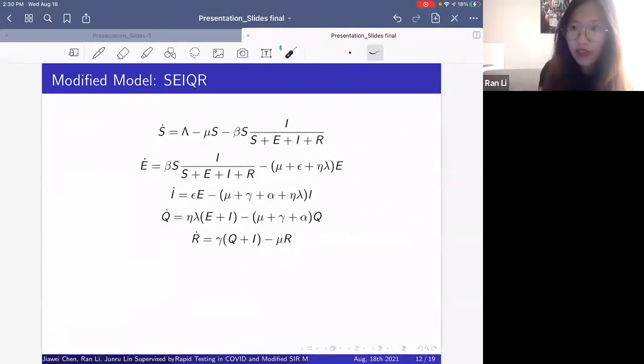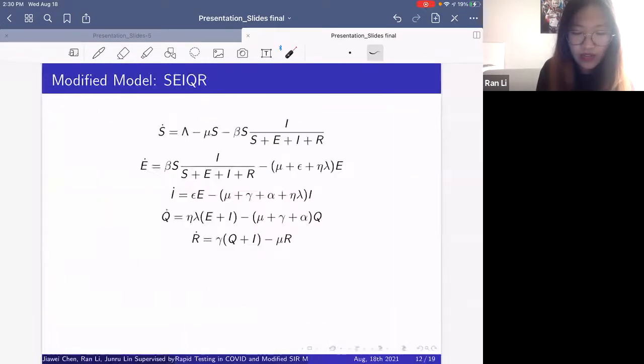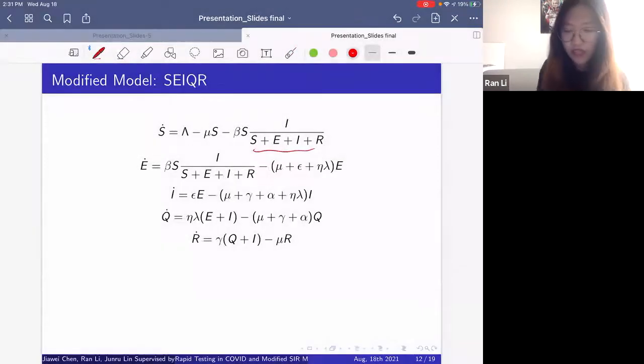Like in our previous model, the denominator here is N, which is the total population size. It is the sum of the four compartments, S plus E plus I plus R. However, in SEIQR, because I just explained that people in the Q compartment cannot infect others, this denominator is just the summation of S, E, I and R, without Q. All right, so this is the first difference that we just discussed before.